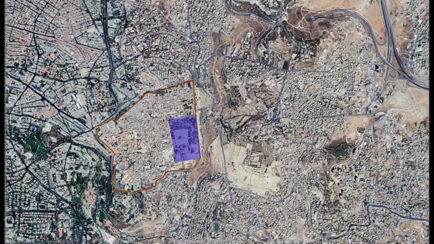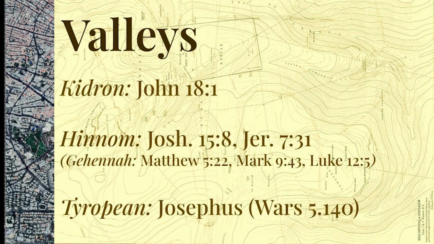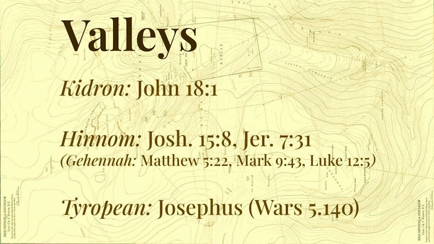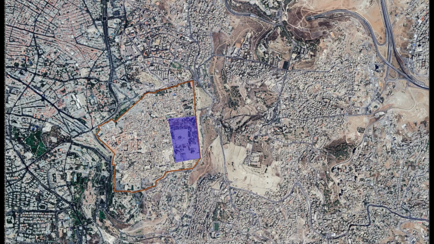A couple other landmark type things that we are aware of are the valleys. And if I do them one by one, we have the Kidron Valley, which is specifically mentioned in John that Jesus crossed over. We have the Hinnom Valley running along there. And we have the Tyropoeon Valley kind of running through the middle of Jerusalem.